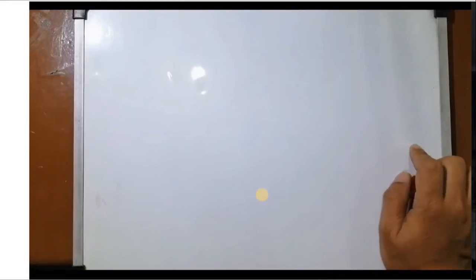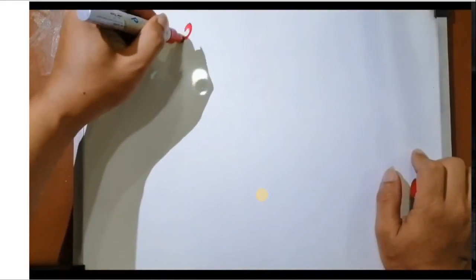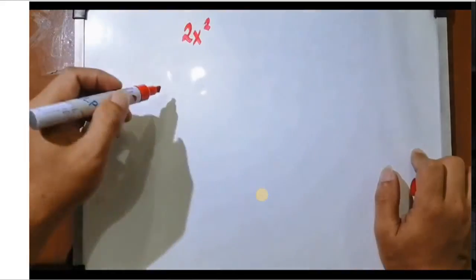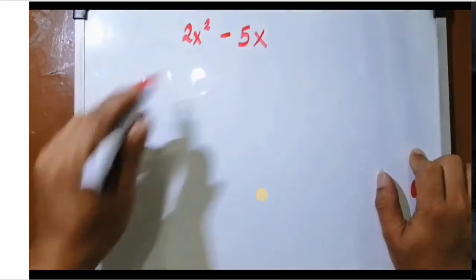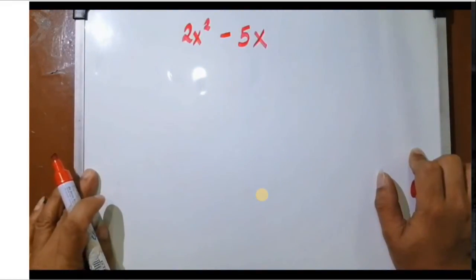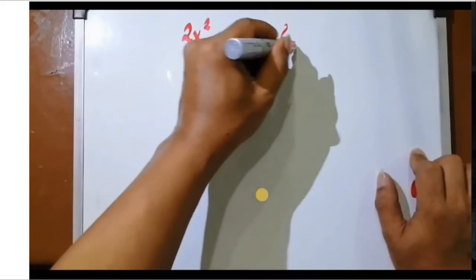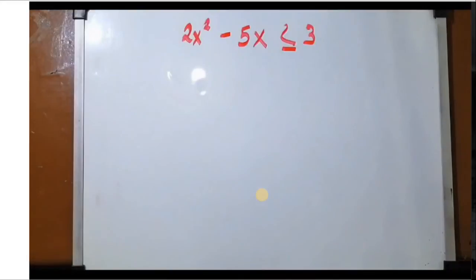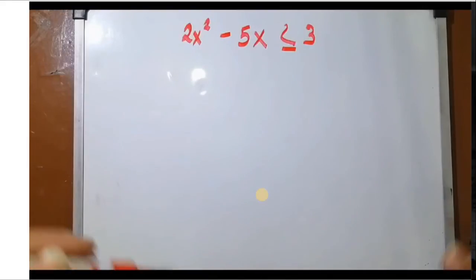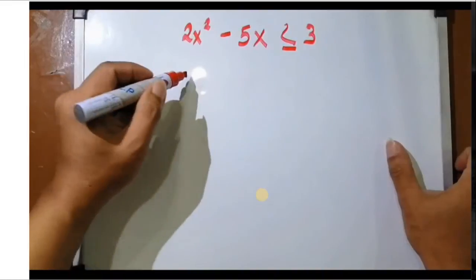Okay? So, I have here 2x squared minus 5x then greater than or equal to 3. Okay, so that's our problem. So again, ang unang gagawin natin is to write the inequality into a quadratic equation para mas madali nating i-solve. Okay, so sundan lang natin yung steps.